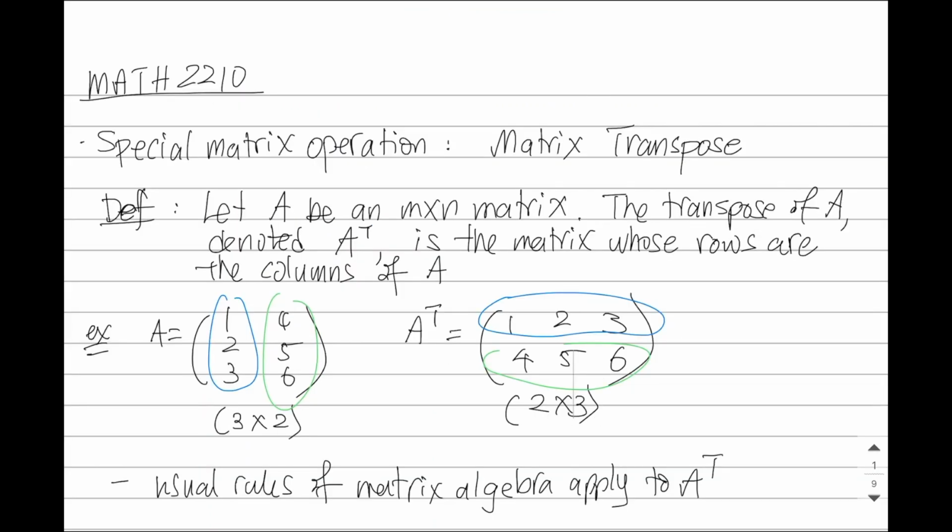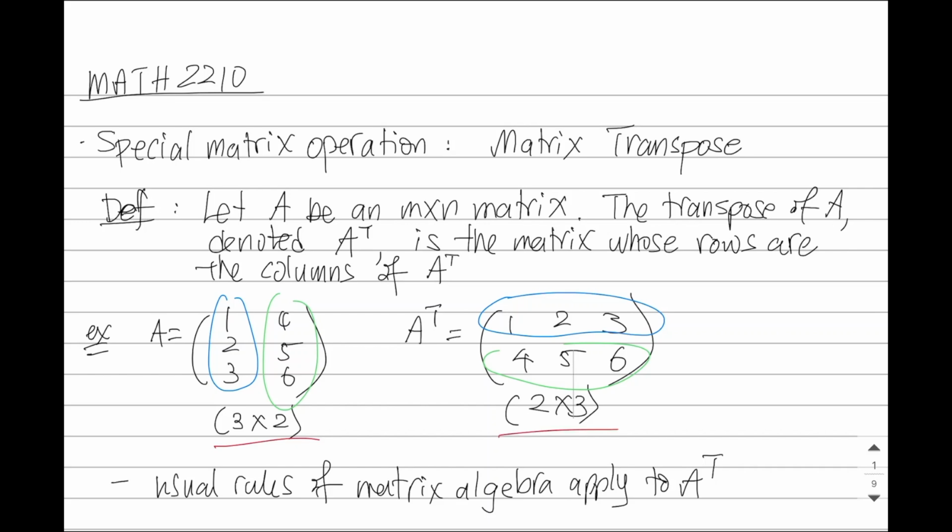We're going to define a special matrix operation called matrix transpose. Definition: if I give you an m by n matrix, the transpose of that has the rows and the columns flip-flopped. So the rows of A become the columns of A transpose. As an example here, I've color-coded a 3x2 matrix A, and we take the first column of A and it becomes the first row of A transpose. Second column of A becomes the second row of A transpose.